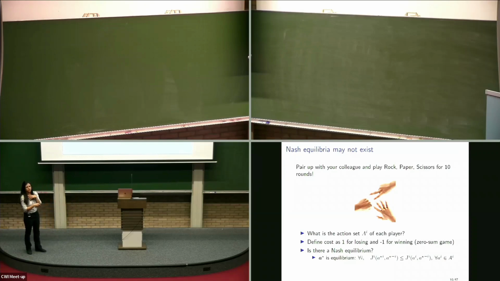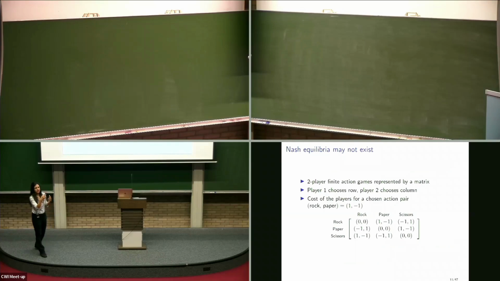And we can define a cost of 1 if the player loses and -1 for winning, and a zero cost if it's a draw. So we call this a zero-sum game. And we can see that this one doesn't have an equilibrium. Imagine you play rock and your friend plays scissors, then the one who played scissors thinks, I could unilaterally deviate. If I played paper, I would have been better off. And then similarly, for every action, one of the players has incentive to unilaterally deviate, okay? So we don't have an equilibrium.